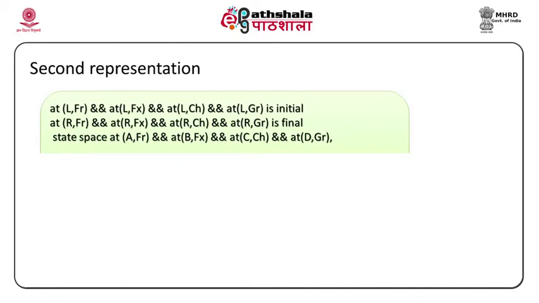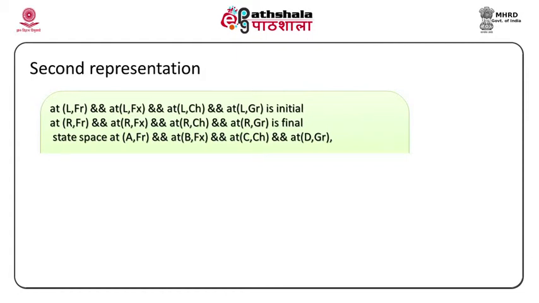Okay, that's the initial state. Everything on the left hand side. And the final state exactly opposite. At R, FR. At R, FX. At R, CH. And at RGR. What does that mean? Everybody is on the right hand side. So simple, fine. It's as simple as the previous one. There is nothing to choose actually. The first one also is pretty simple, second is quite also.